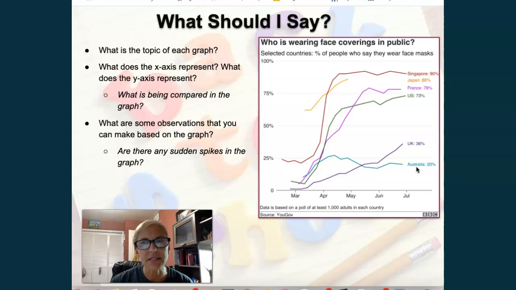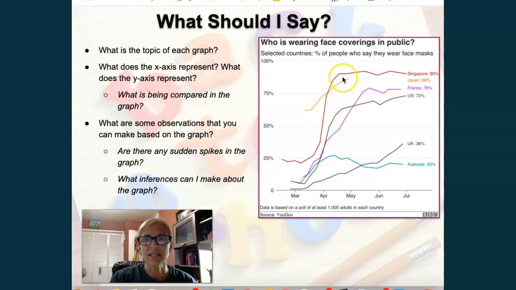Looking at the lines, it looks like Australia hasn't changed a whole lot this entire time. I can see that the purple line and the green line and the red line had very steep inclines at different times. So it looks like Singapore had a huge spike in mid-March. And when was the United States here? Around the end of March, beginning of April, we had a huge spike. That meant a lot more people were starting to wear masks. Singapore, it looks like it's leveled off. So I would predict that the number is probably not going to get any higher than that.